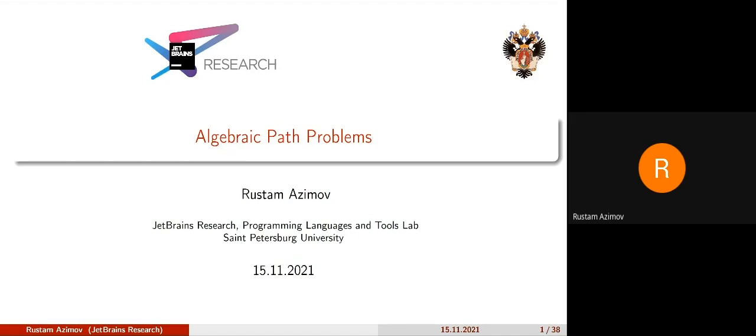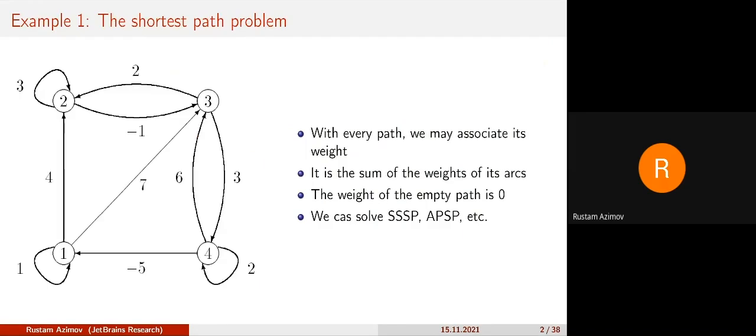In these problems we analyze a graph, consider the different paths in this graph, and try to compute the properties of these paths using different algebraic structures like semirings. Let's first start with some simple examples.